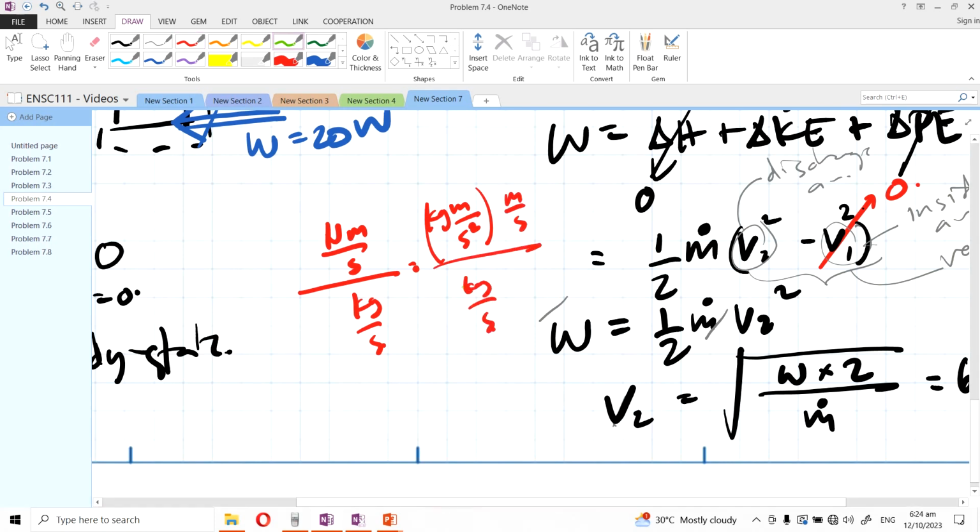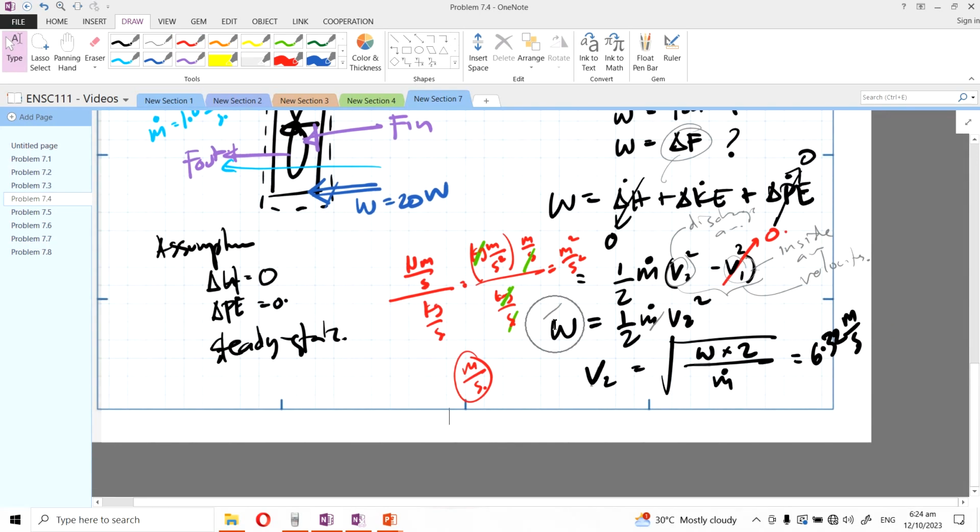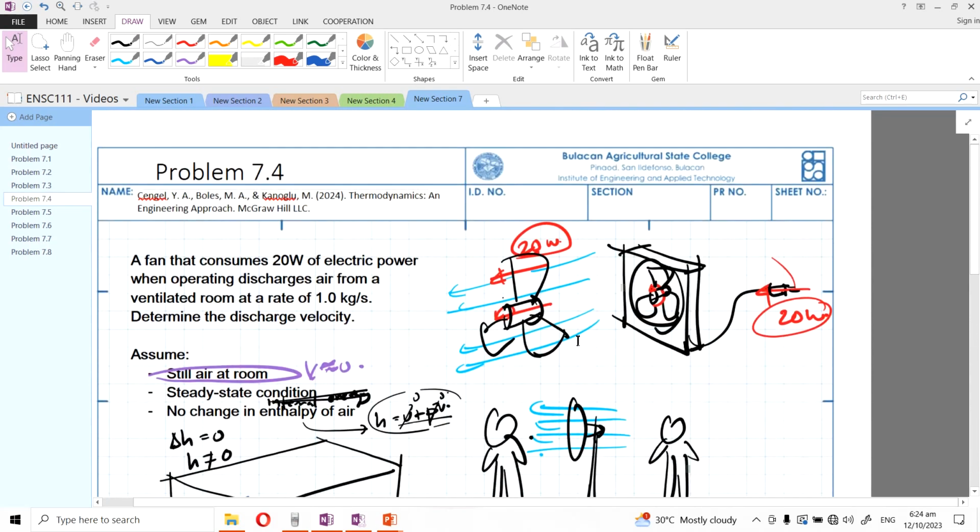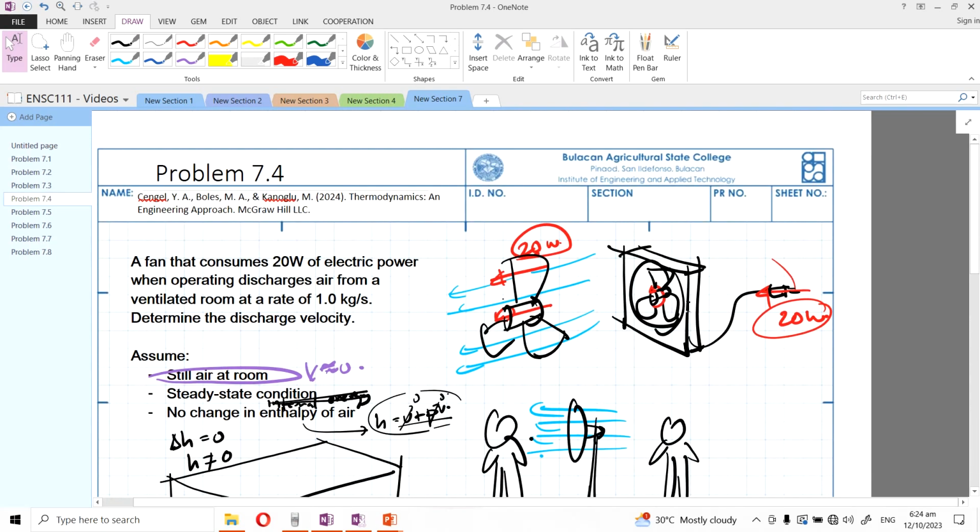So let's cancel kilogram, what else? A second and second. So what's left is meter times meter. So meter squared over second squared, and you take the square root of that, square root of m squared per s squared, you have a unit of velocity. Right, so I think that's all for this sample problem 7.4. If you still have time, then we'll move on to the next sample problem.